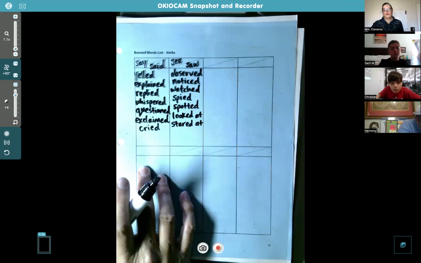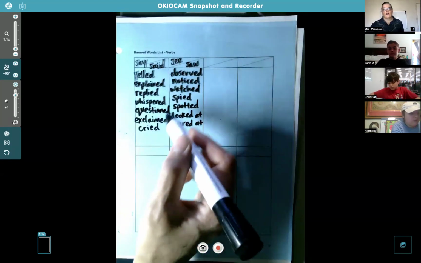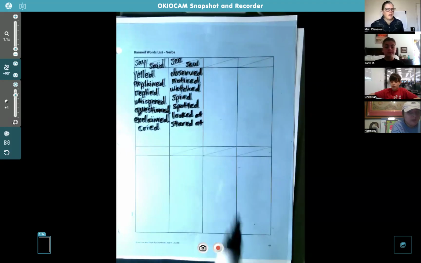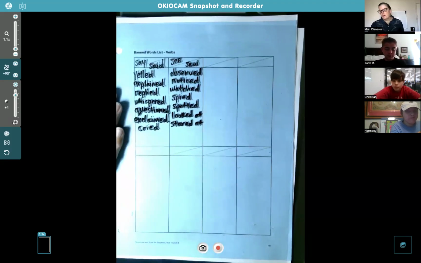I just want to give you a few to use if you get stuck on your writing and you are tempted to use say, said, or see and saw. You have a list to go off of here. This will help inspire you. When you use one of these words, these are considered strong verbs. That's why we added strong verbs to your checklist. There's lots of strong verbs out there. So remember, a strong verb really gives the reader an image of what's going on.